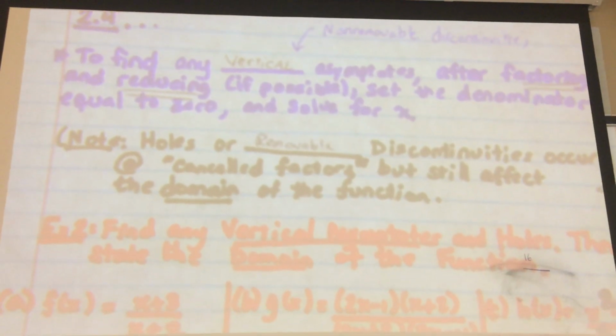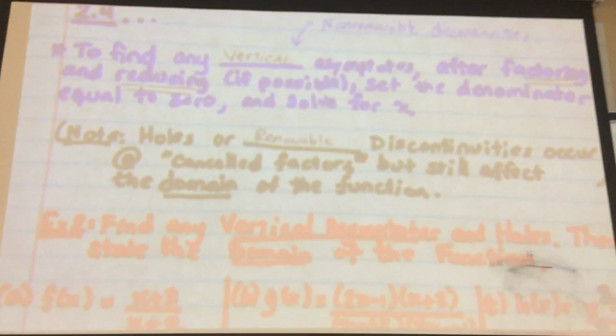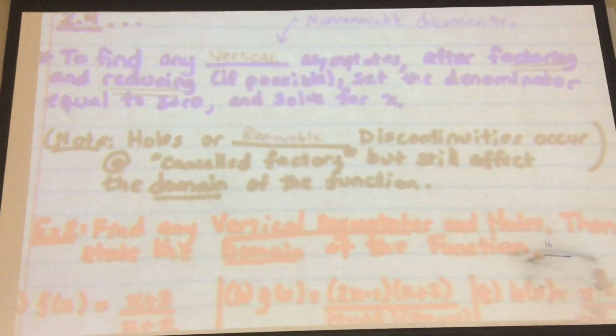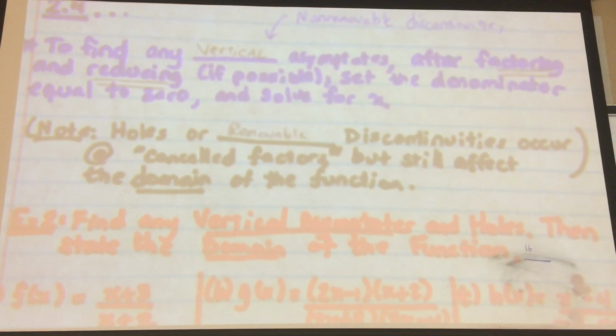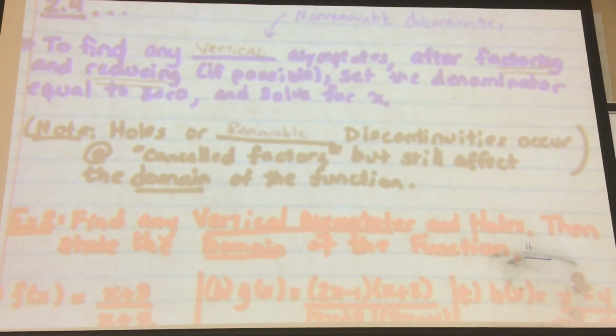How do we find vertical asymptotes? Well, we first want to factor and reduce, right? Keep in mind, even if you do cancel a factor, you still have a hole there, and it still affects your domain. It's still going to affect your domain.